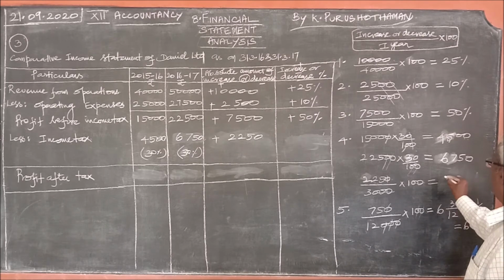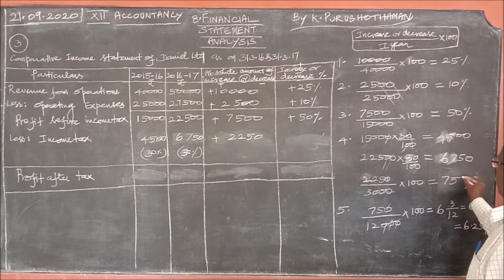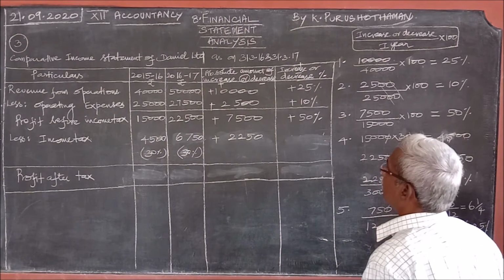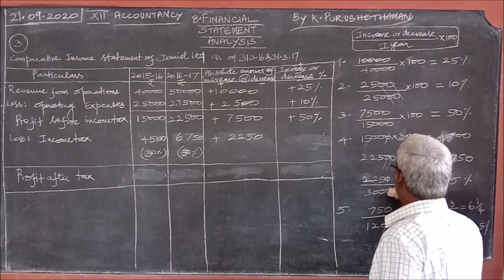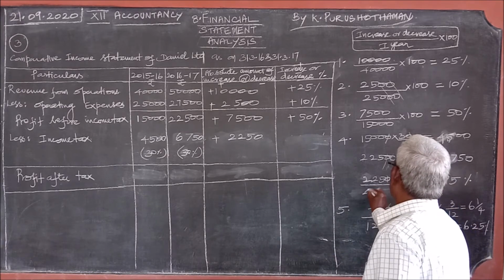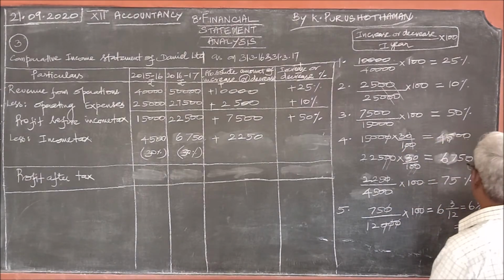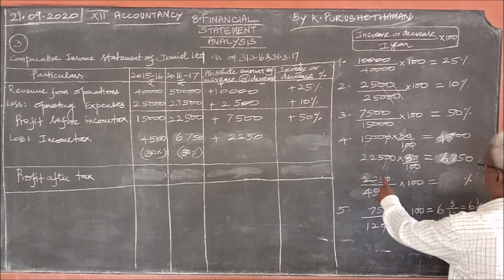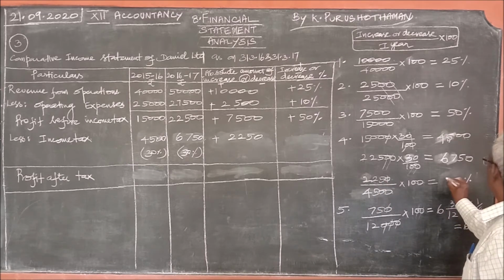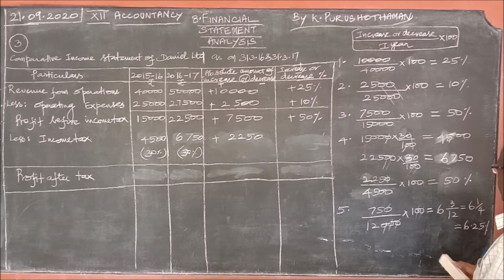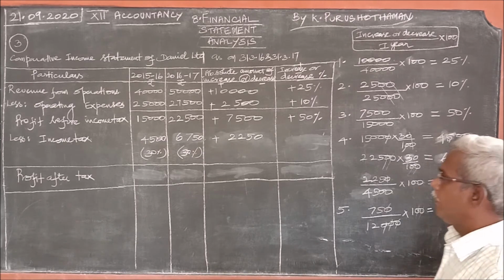3 zeros cancel, 7 3s are 21, 5 3s are 15. So 75%. 4,500. 2,250 by 4,500, then it is 2 times 100 by 2, it is 50%. Okay, then now what should be profit after tax?